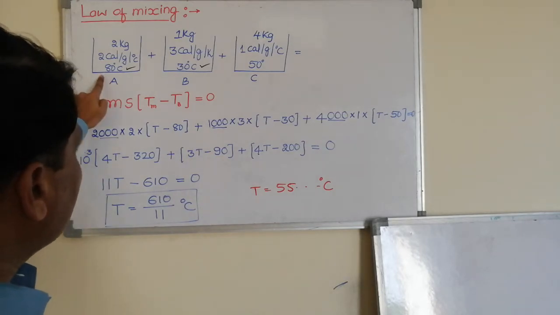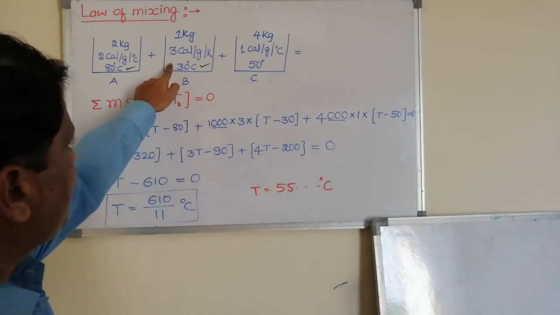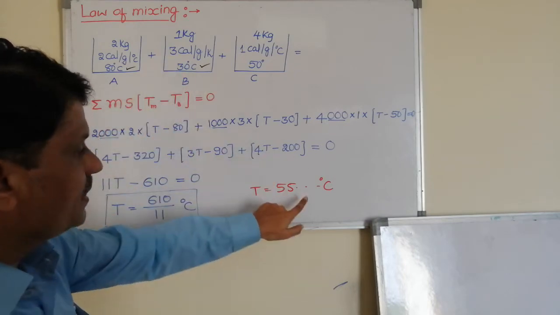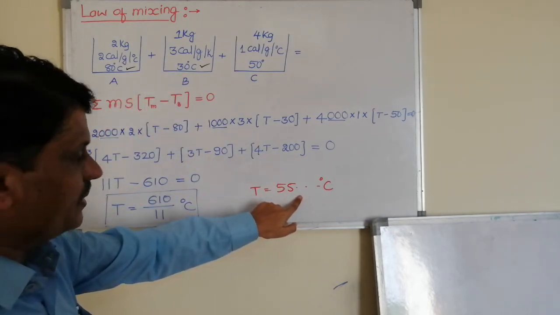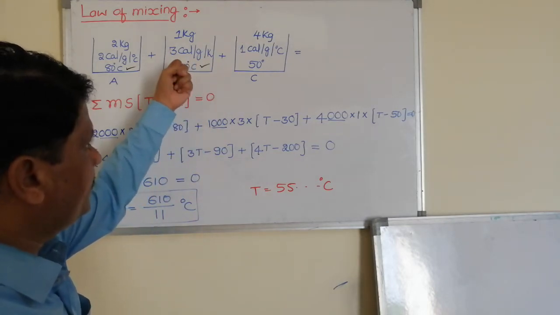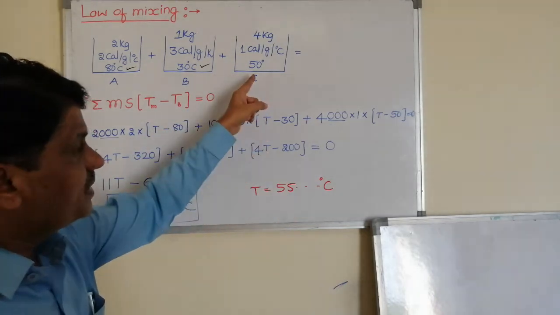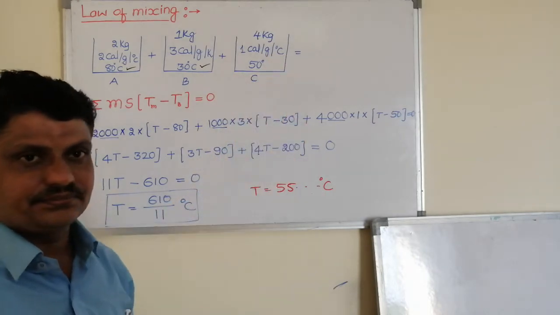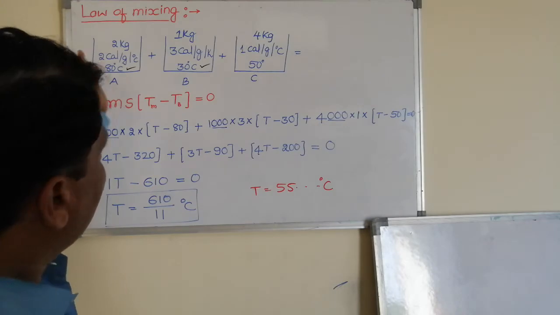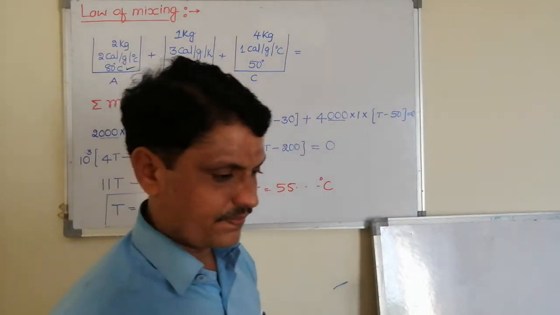It means the first body is losing heat because its temperature has decreased. The second body, whose earlier temperature is 30, now it is 55 something, means second body B has gained heat. The third body was at 50, now it is 55 something, means the third body has also gained heat. Like that we can use. Hope you can take this kind of problems for solids also.